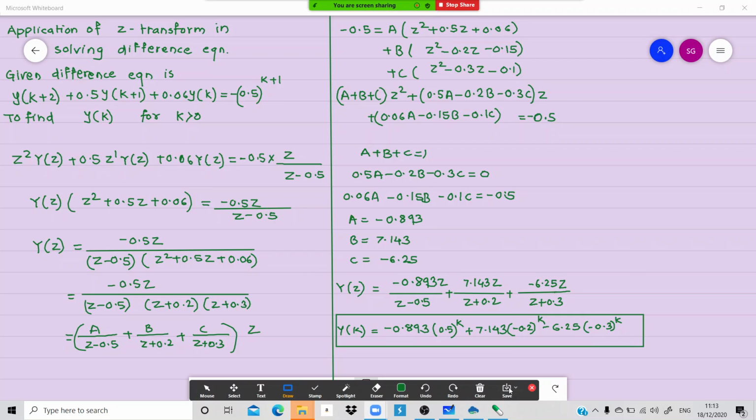Let me save this, and in the next lecture we'll go for mapping, how to map the s plane into the z plane. What is the equivalence between these two?